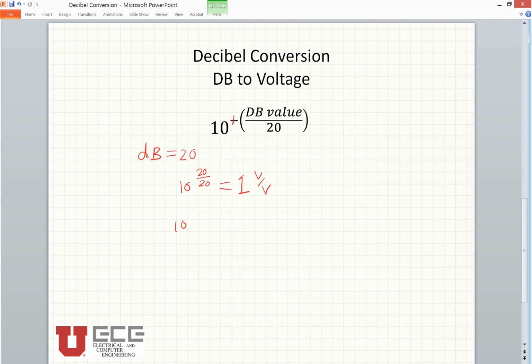If we had any other number, if we have 40, we took the dB value 40 and divide it by 20, that gives us 100 volts per volt. And so on. So all you do is take your dB number and plug it in at the top, divided by 20, and that is the conversion back into volts if we have dB.